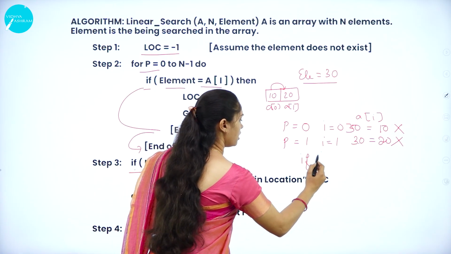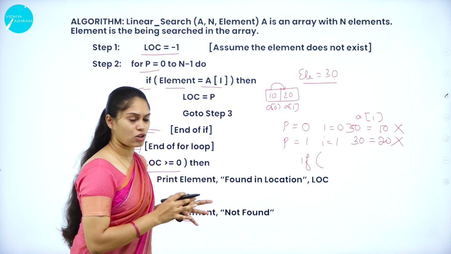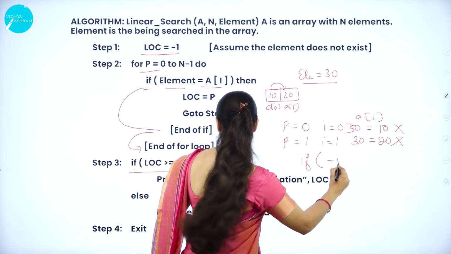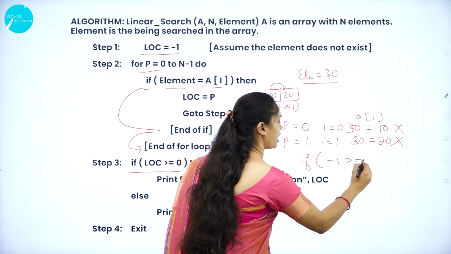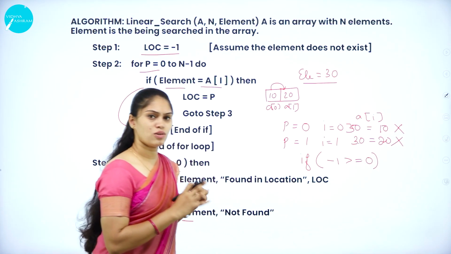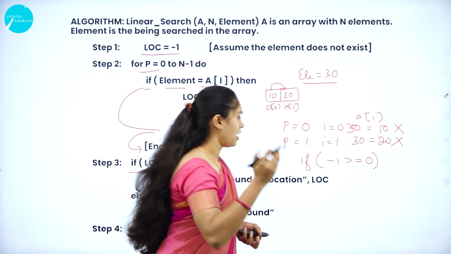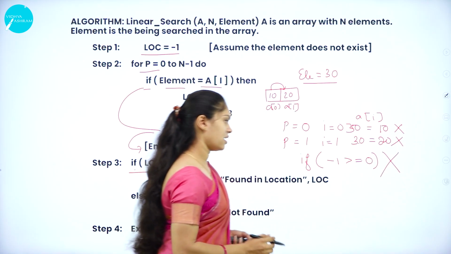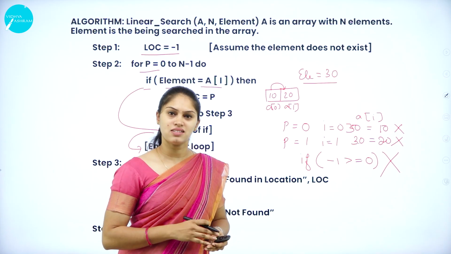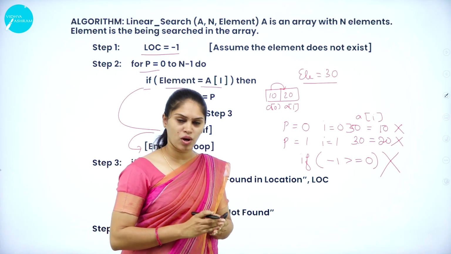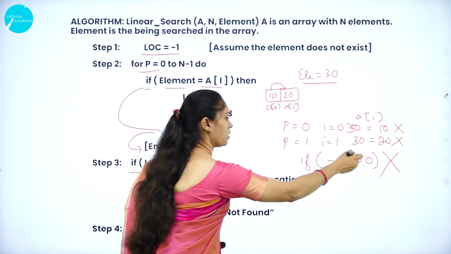What is the location as of now? That is -1. Is -1 greater than or equal to 0? Let us analyze. Exactly not. -1 is lesser than 0, it is a negative value, but 0 comes under positive values. So this becomes false.